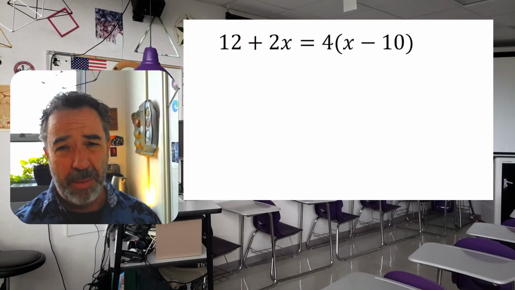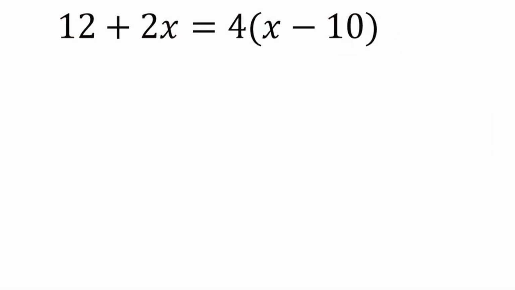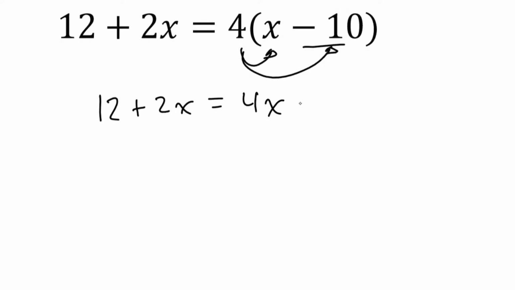For this one, I probably really need to use the simplest form of the distributive property, right? So I am going to distribute this 4 to both the x and to this negative 10. I'm being very mindful of the sign associated with that 10, right? It's not just 10, it's negative 10. So I'm going to rewrite the left-hand side, 12 plus 2x. On the other side, I'm going to have 4x minus the number 40.